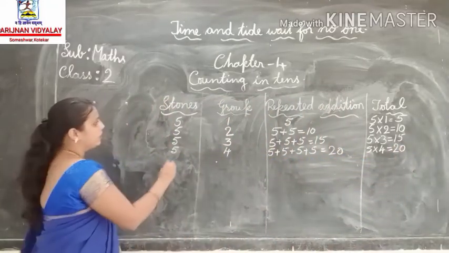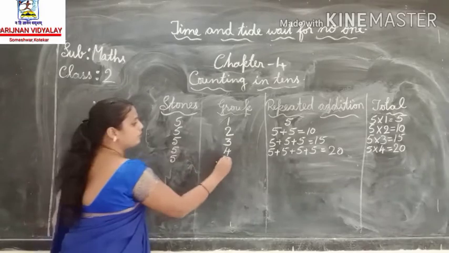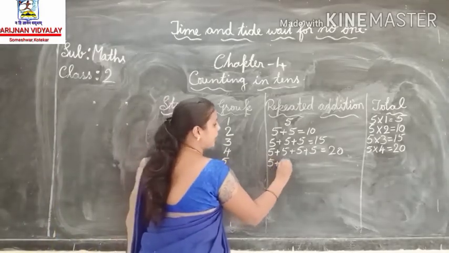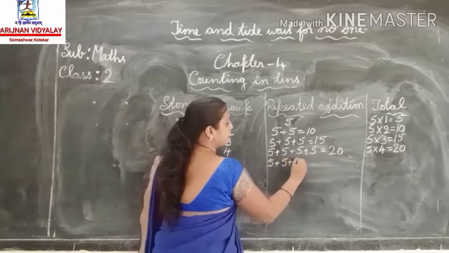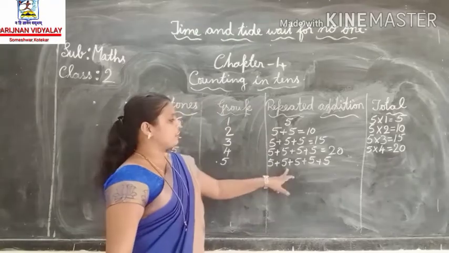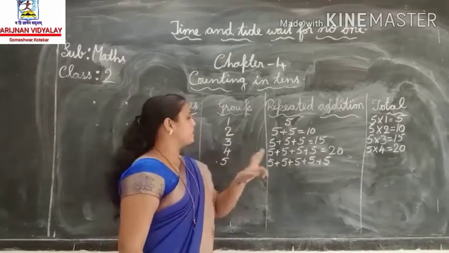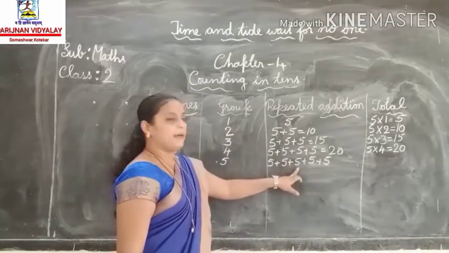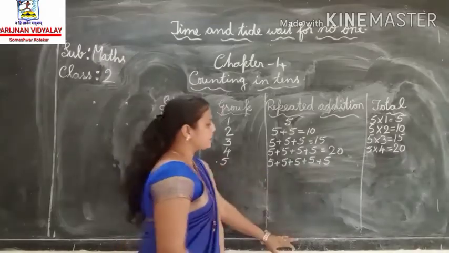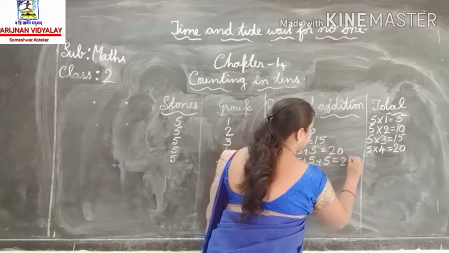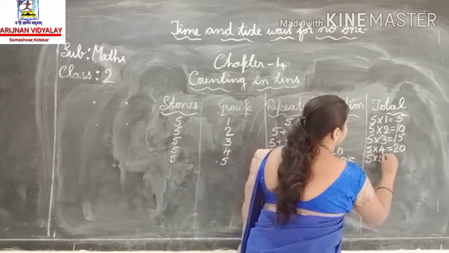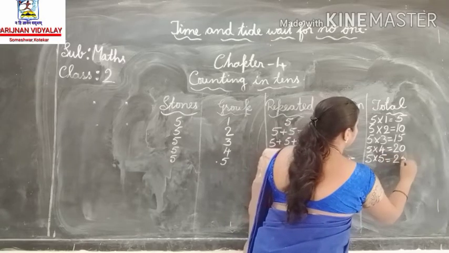Okay, next 5 stones into 5 groups. Here 5 is repeated 5 times. 5 plus 5 10. 10 plus 5 15. 15 plus 5 20. 20 plus 5 25. Okay. So 5 is repeated 5 times means 5 fives are 25.